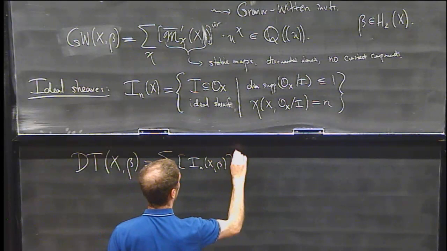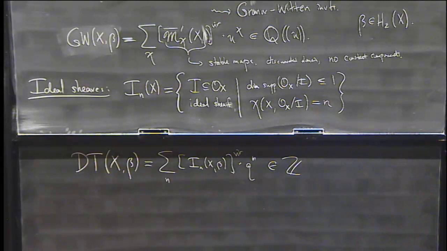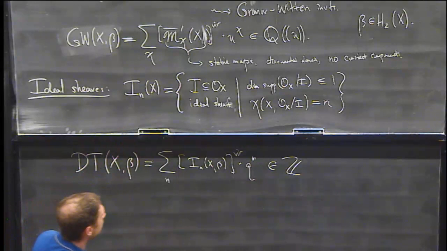So the coefficients now are integers. Stable maps can have automorphisms. One particular instance of a stable map would be some multiple covering of an embedded curve, and those could certainly have automorphisms. Whereas ideal sheaves have no automorphisms. So the count you get is integers.